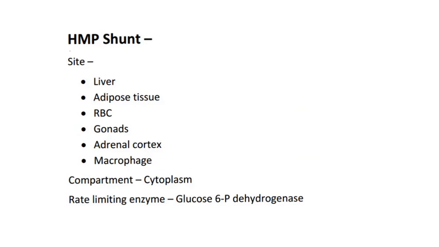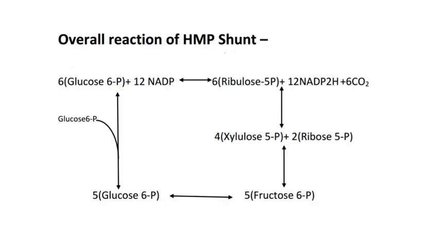Now we will talk about HMP shunt, which is a very important topic for both written and viva examination. Here we can see that HMP shunt occurs in the cytoplasm of liver, adipose tissue, RBC, gonads, adrenal cortex, and macrophage. Here, the rate limiting enzyme is glucose 6-phosphate dehydrogenase. You can see a very big cycle of HMP shunt, but you don't need to memorize that cycle. You need to have an overall conception of the reactions of HMP shunt.